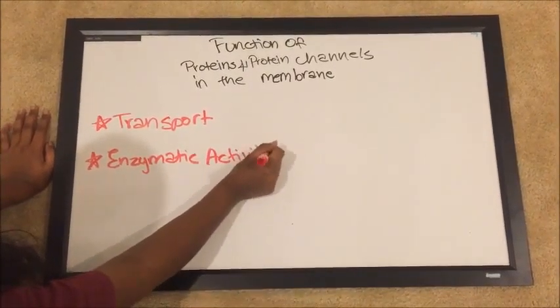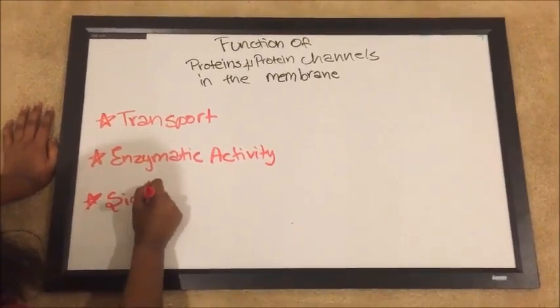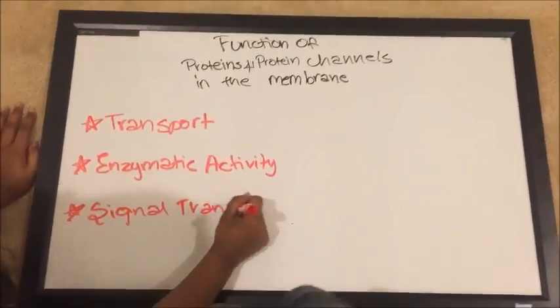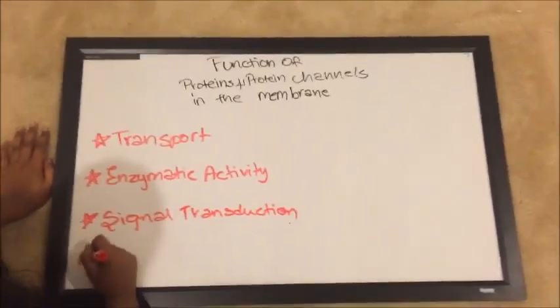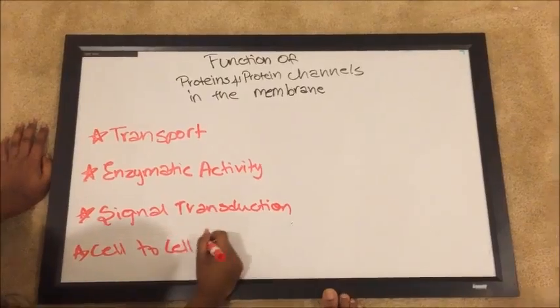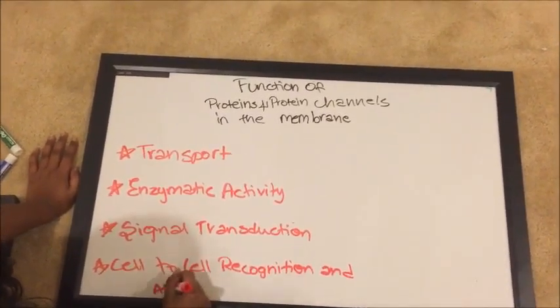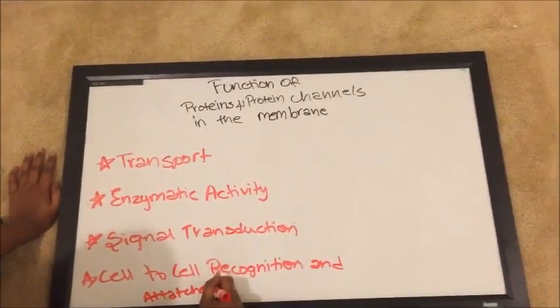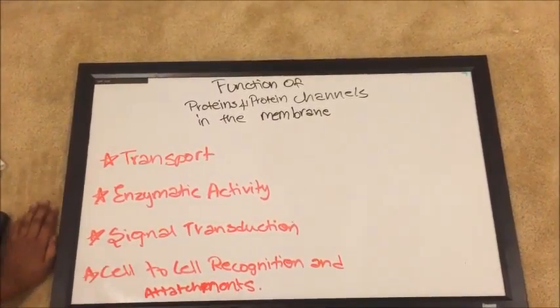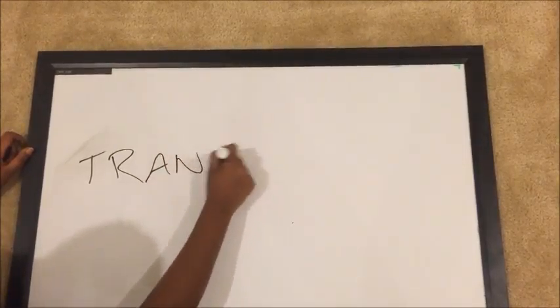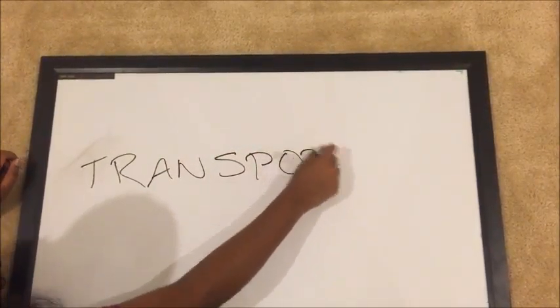Proteins and protein channels in the membrane transport molecules, electrons, and ions. Enzymes catalyze various reactions related to the plasma membrane. Signal transduction: binding sites and protein receptors fit chemical messengers. Cell-to-cell recognition: glycoproteins serve as identification flags recognized by other cells and attachments.